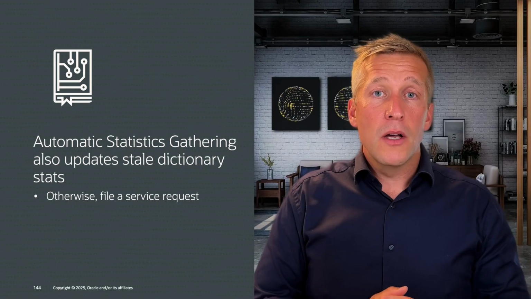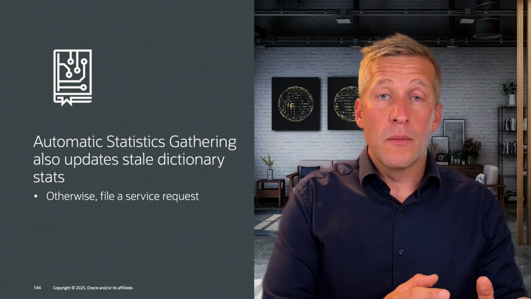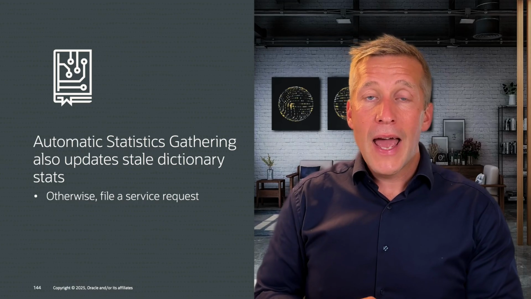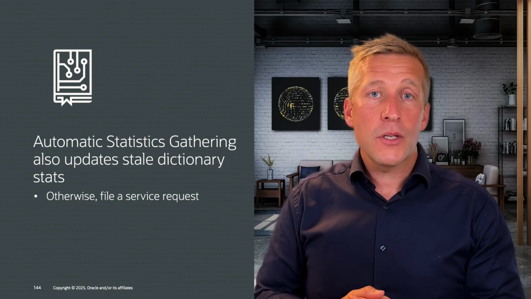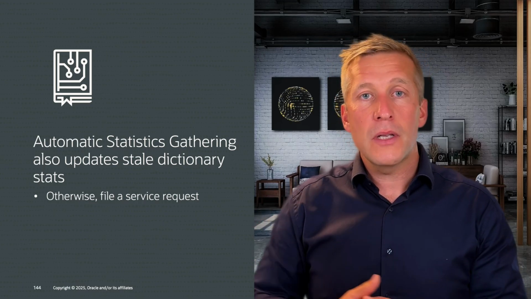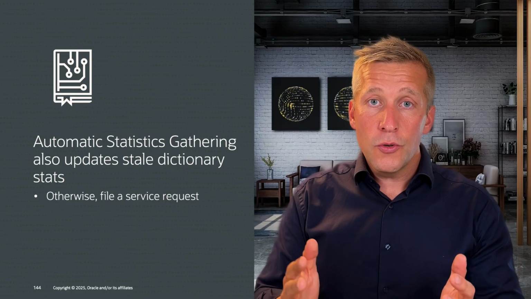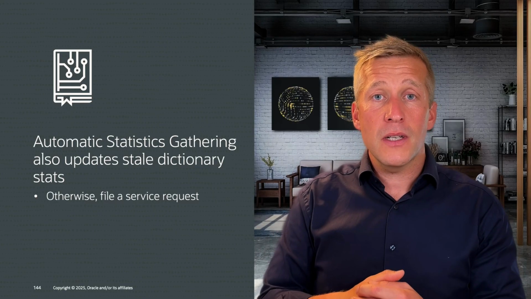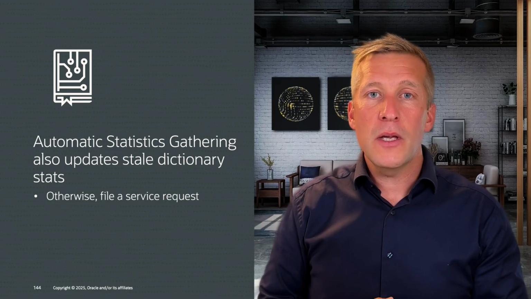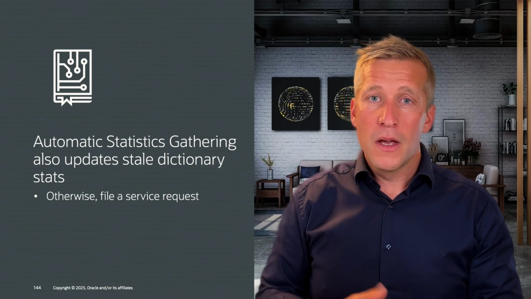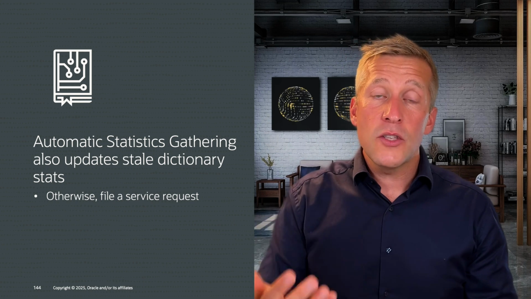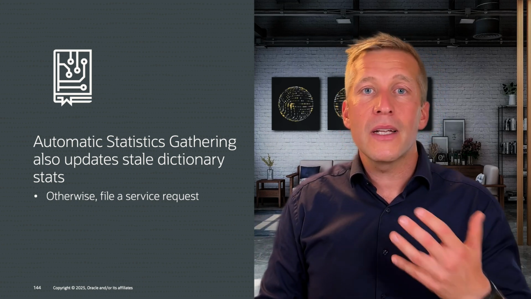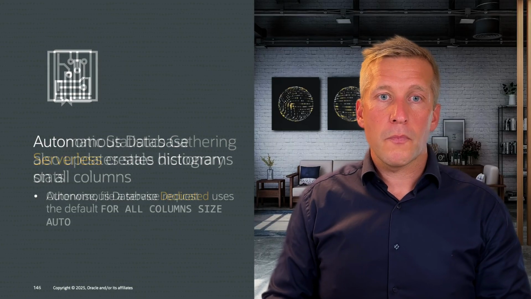That was about statistics on user objects, but we also know that statistics in the dictionary is very important, and the automatic statistics gathering job is also taking care of the dictionary statistics. You, as a user, don't have privileges to regather just the dictionary statistics. It runs as part of the automatic statistics gathering. If you end up in a situation where you need to refresh statistics in the dictionary, you need to file a service request, and we will then take care of that for you.